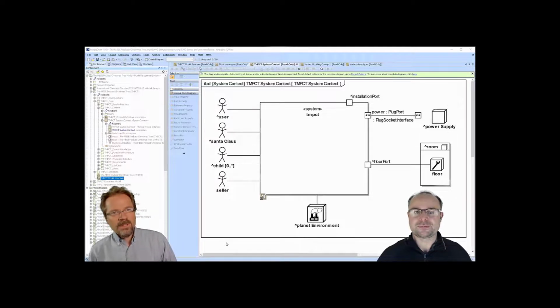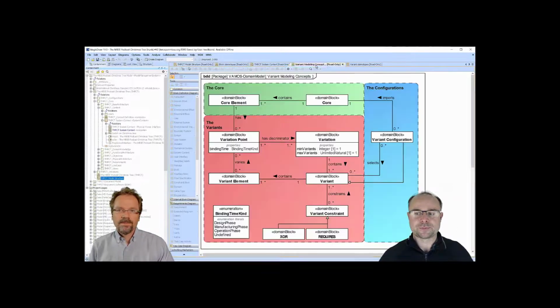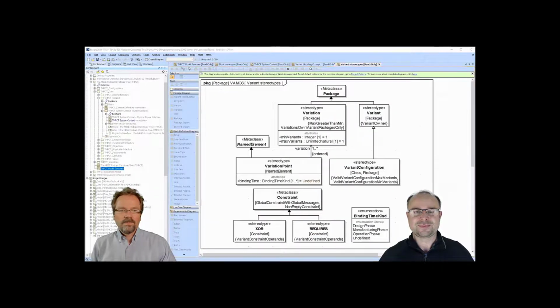Typically, the first step before modeling stereotypes is creating a concept model of the new concepts. As one example, this block definition diagram shows the concept of variant modeling terms from the VAMOS profile. VAMOS stands for Variant Modeling with SysML. The VAMOS stereotypes, which are part of the SysMod profile, are derived from this concept model. We will have a more detailed look at variant modeling tomorrow.